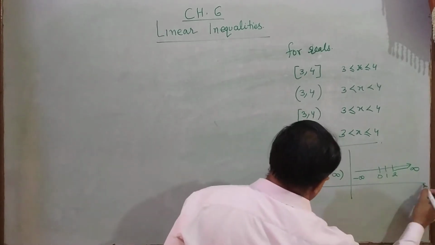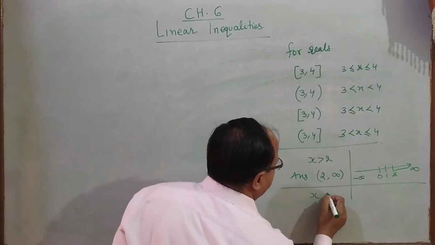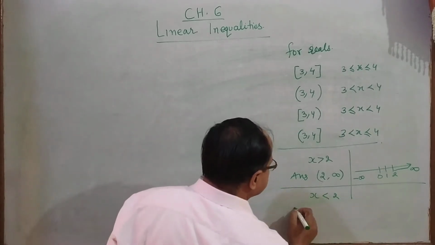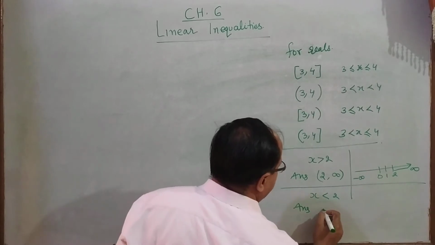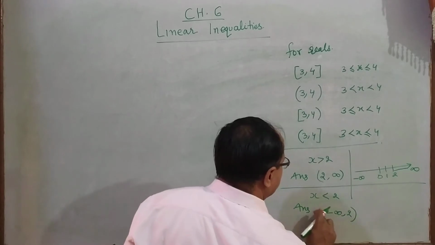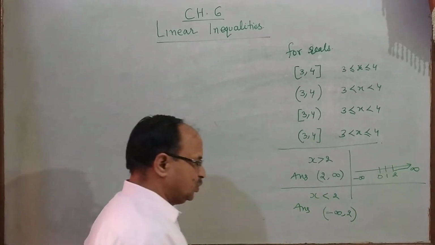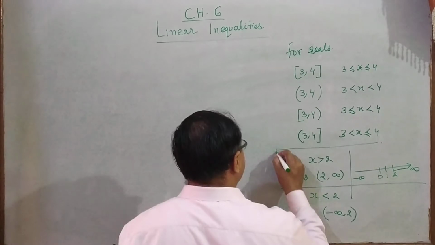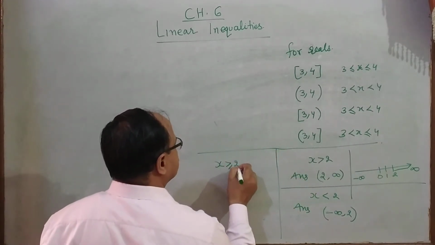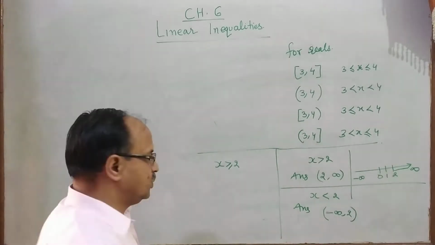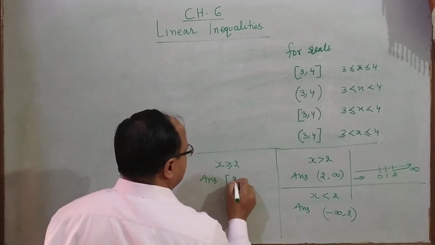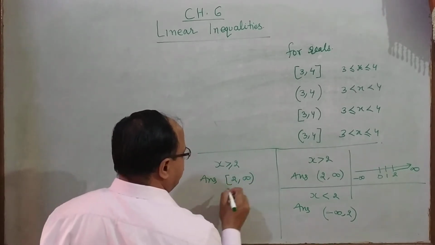And suppose your solution is x less than 2. So you should write the answer minus infinity to 2. Minus infinity to 2. Clear? And suppose your answer is x greater than 2. Then you have to write 2 to infinity.